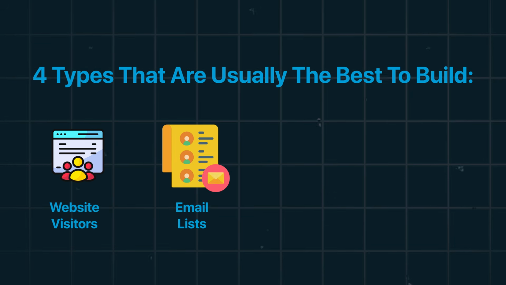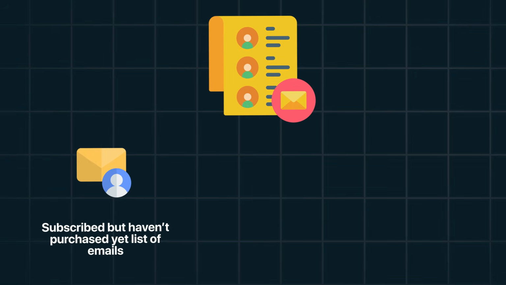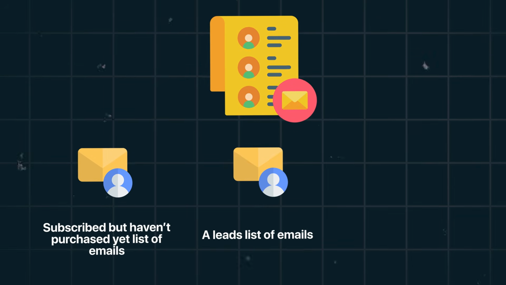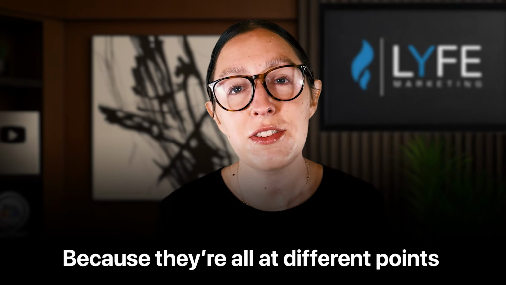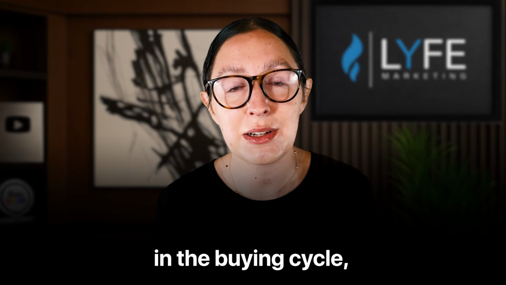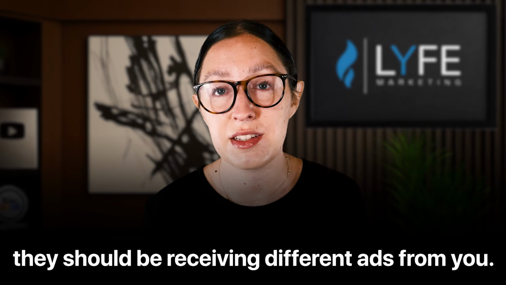Number 2 are email lists. Now this can and should be built split out into a few separate audiences. So like you could have a list of subscribed but haven't purchased yet, or a leads list of emails and a customer list of emails. Because they're all at different points in the buying cycle, they should be receiving different ads from you. And that's why I would recommend creating a custom audience for each of them instead of lumping them all into one big custom audience. But they all fall under the category of email lists for the sake of this video.